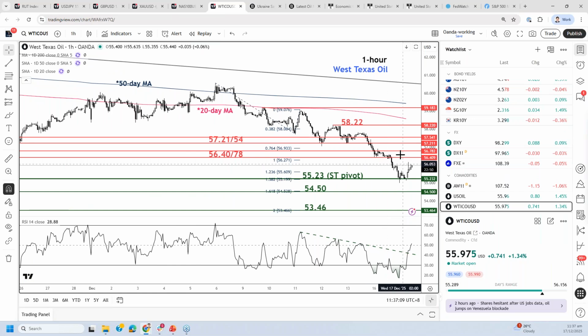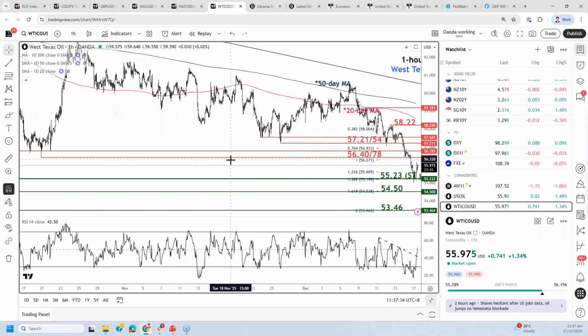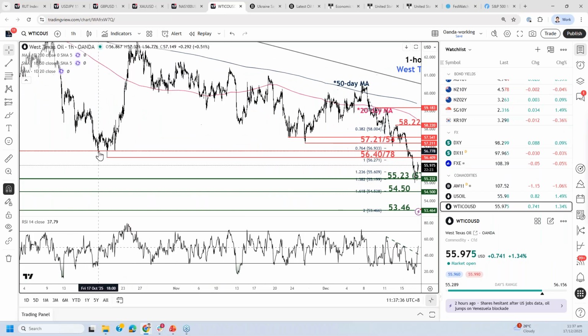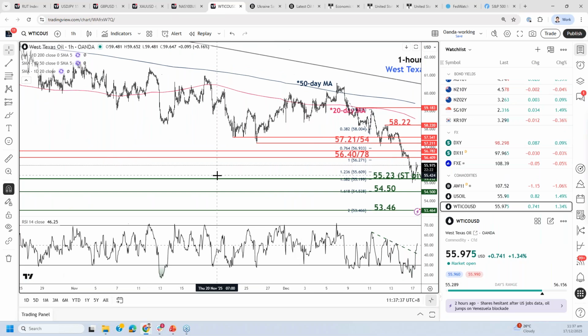So with that, there could be a risk of a mean reversion rebound back towards the 20-day moving average. We are taking things one step at a time. Flip to a bullish bias now for a potential mean reversion rebound, using 55.23 as my short-term pivotal support level to watch, which is yesterday's minor swing low and today's Asia session swing low as well. The first resistance zone will be 56.40, 56.78, which is the former minor swing low area of 17th October and 21st October.